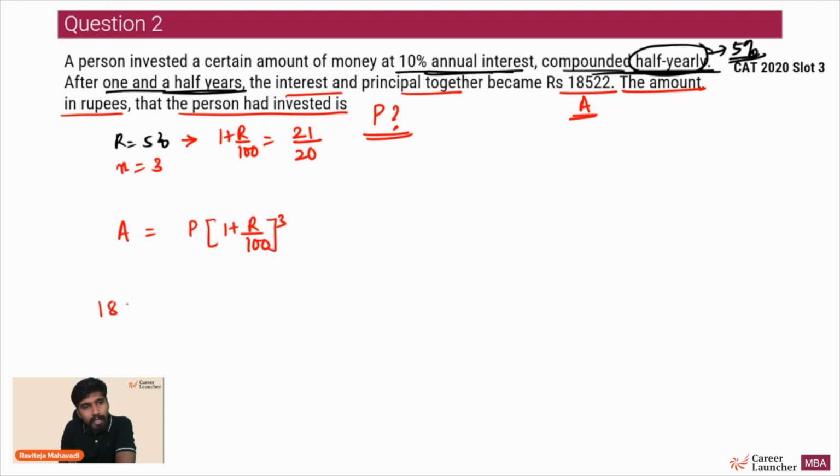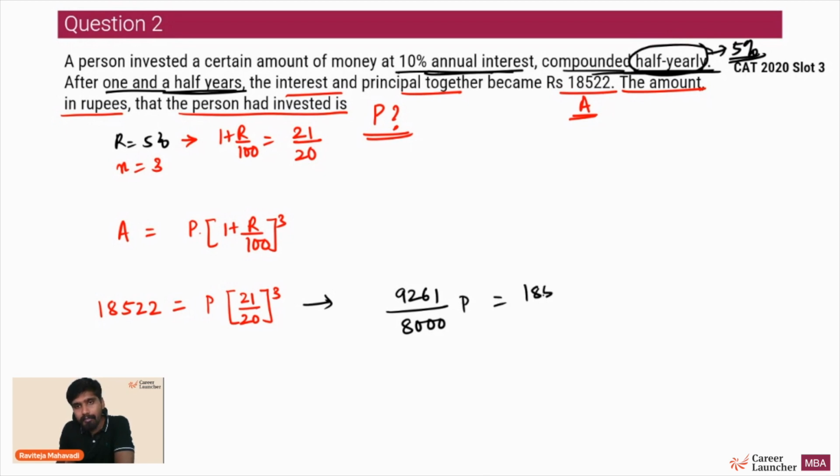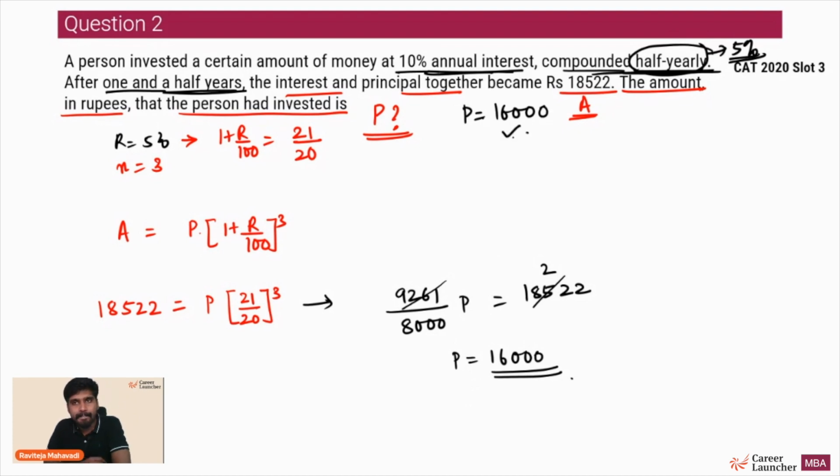So the amount 18522 is equal to P, which we have to find, into 1 plus R by 100 whole cube, which is 21 by 20 whole cube. Now this is where I said cubes will come in handy. 21 whole cube is what? 9261. So 9261 upon 8000 P is equal to 18522. And 9261 exactly divides this number twice. So P, my principal, will be equal to 16,000. That should be my correct answer.